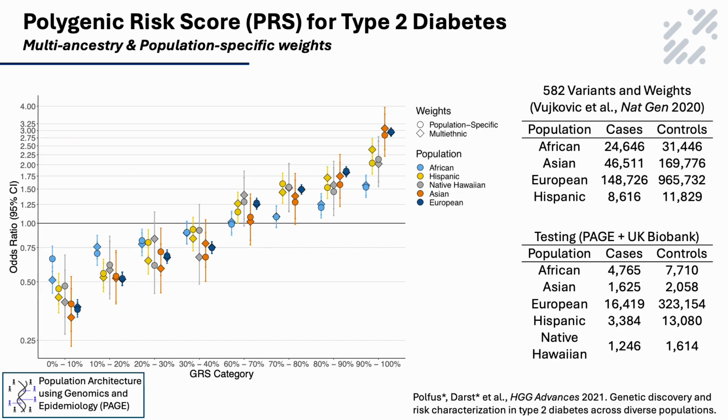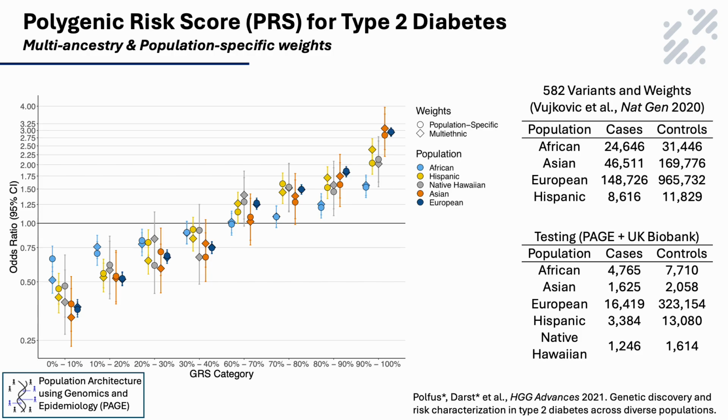Another example is a polygenic risk score for type 2 diabetes. This polygenic risk score was developed in this multi-ancestry sample shown here in the top table across these 4 different populations. The PRS developed from that study was then tested across these 5 populations shown in the bottom table, and results for that are represented in this figure. So here you can see that the PRS does pretty well in both European and Asian ancestry individuals. And again, we see the lowest performance in African ancestry individuals.